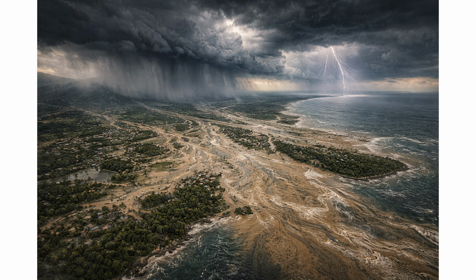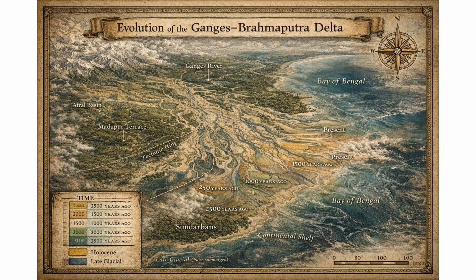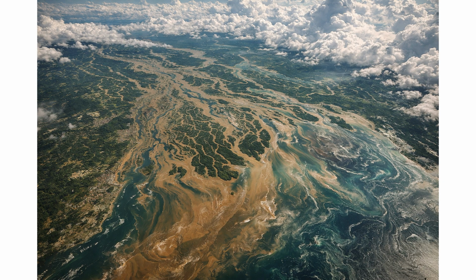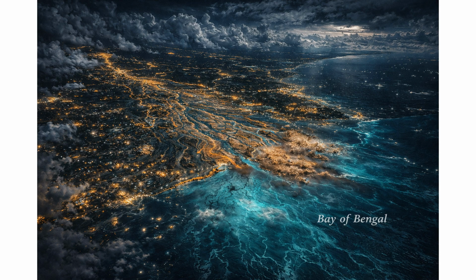Seasonal monsoon floods, coastal currents, and cyclone storms continually reshape the delta, while offshore processes transport large volumes of sediments to the deep ocean. Beyond its geological importance, the delta is also a critical human environment. Millions of people depend on its fertile soils and abundant water resources. Yet the same natural processes that create the delta continue to pose challenges for human habitation.